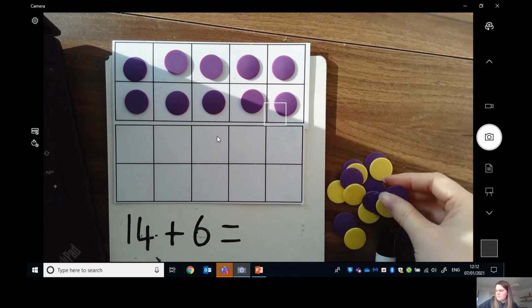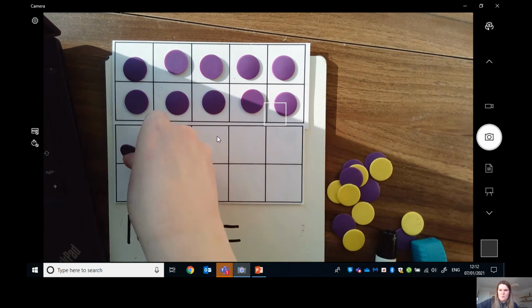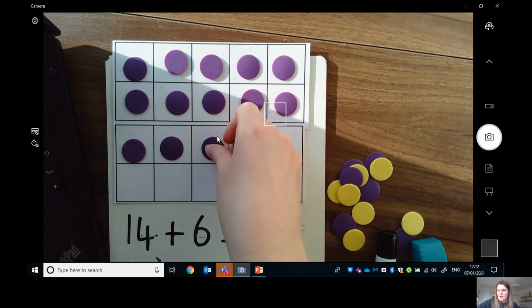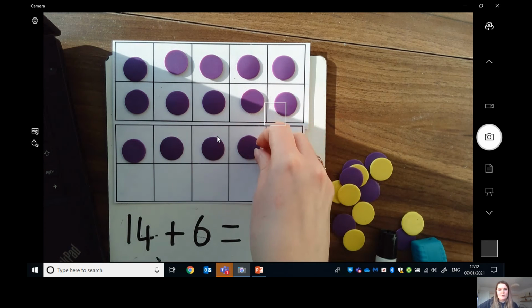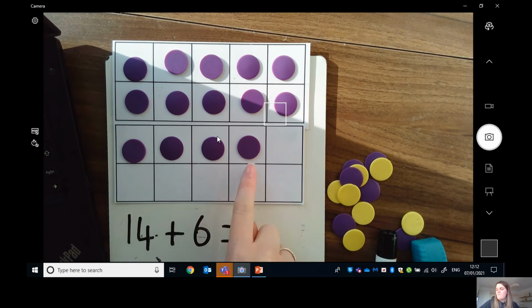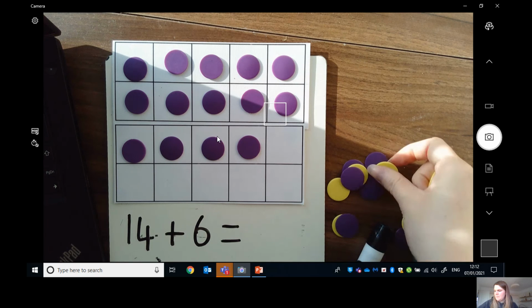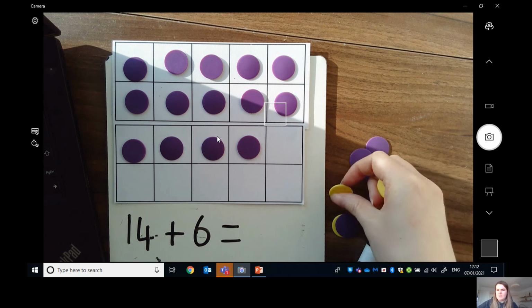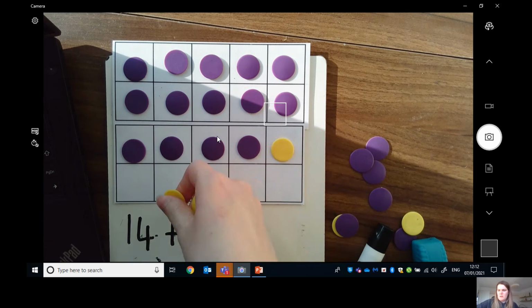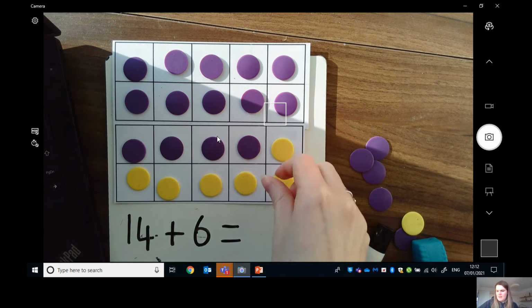Now I can count on. What number am I counting to? 14, great. 1, 2, 3. Oh, that's not how I count. Thank you. 11, 12, 13, 14. Now what do I do? I find the 6. Where do I put the 6? In the blank squares. Well done. 1, 2, 3, 4, 5, 6.